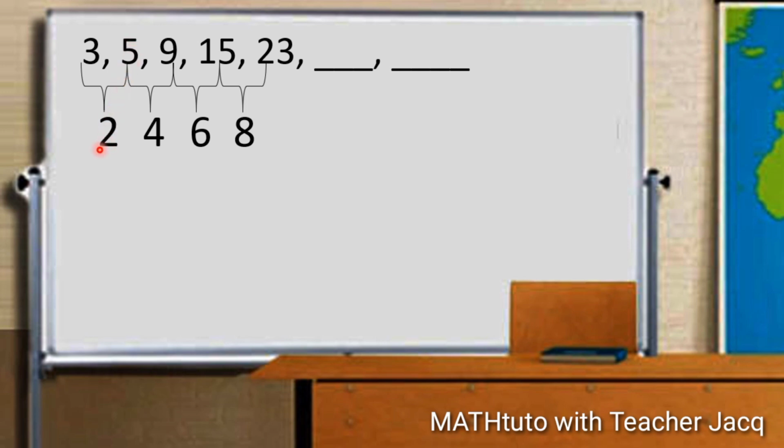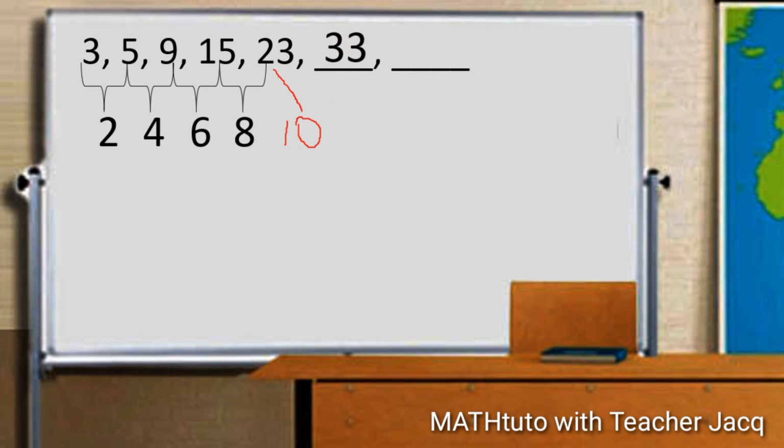And then yung next multiple of 2 is 4. So, 5 plus 4 is 9. And then, next multiple of 2 after 4 is 6. So, 9 plus 6 is 15. And then, 15 plus 8 is 23. So, ano yung next kay 8 sa multiples of 2? Correct. Ito ay 10. So, 23 plus 10 is equals to 33.